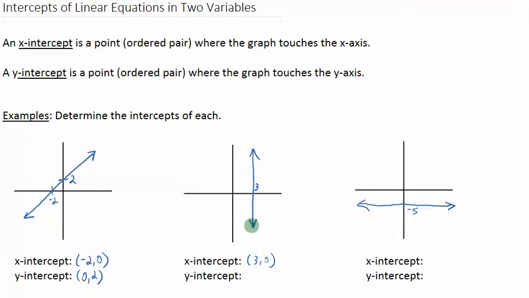The y-intercept, well, this is a vertical line. Hopefully you can tell my intent that this is supposed to be a vertical line which will never touch the y-axis, so there is no y-intercept. Last example, the x-intercept, well, this is supposed to be a horizontal line which runs parallel to the x-axis, so it will never touch, so there's no x-intercept. And the y-intercept is down 5, so that's where x is 0 and y is -5. Okay, so those are some quick, simple examples.